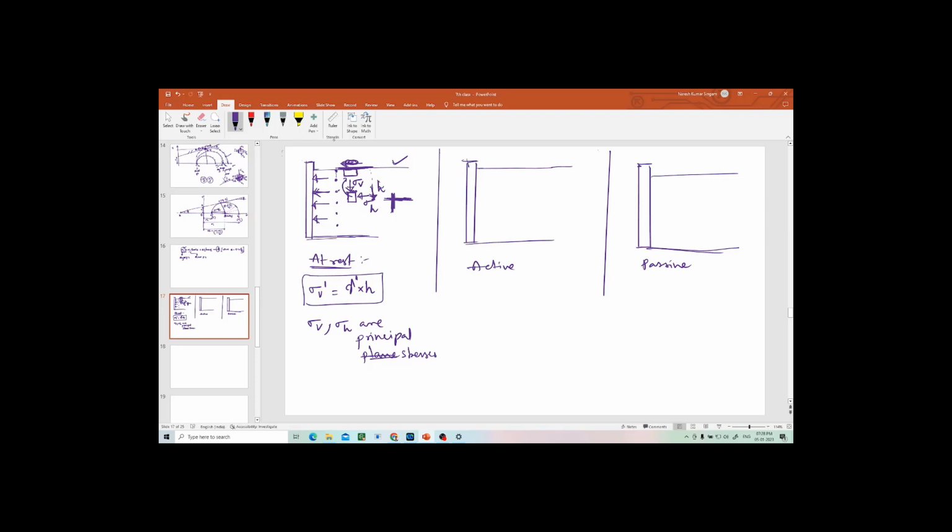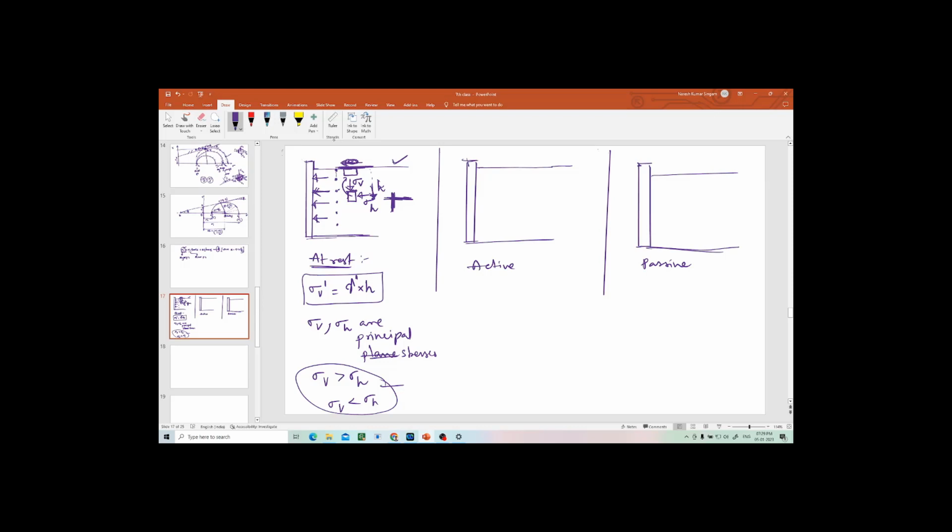Now, which is more, whether sigma v is more or sigma h is more? We don't know, right? Anything can happen. So in any case, no issues. Anything can happen out of these two. Now we will move to the next case.